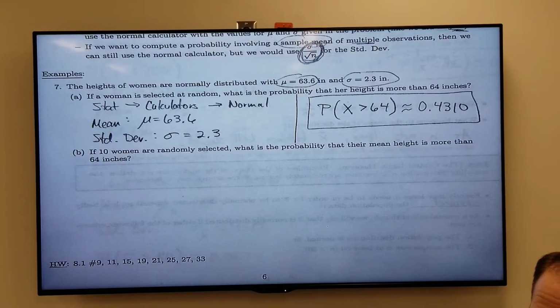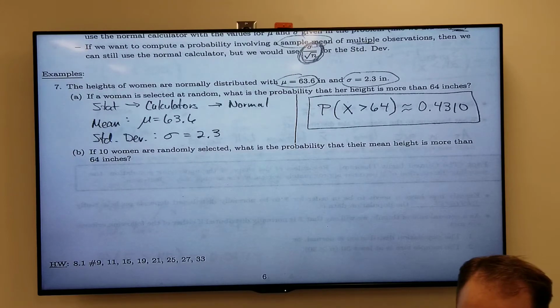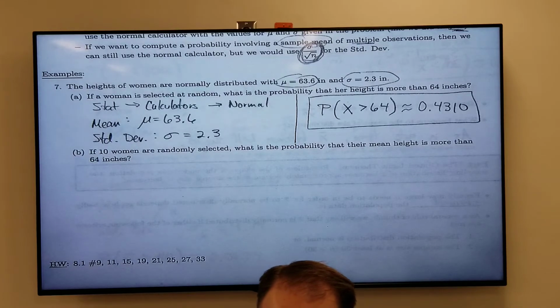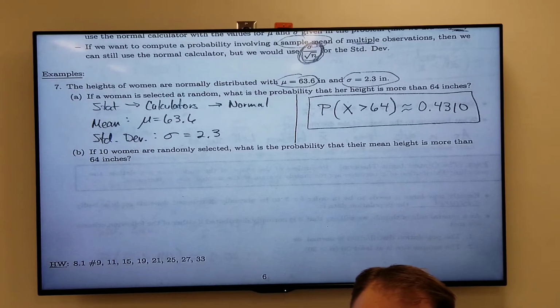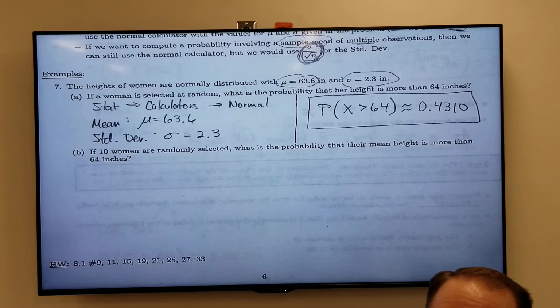So that's that one. Now, I want you to compare and contrast that with part B, which says, if 10 women are randomly selected, what is the probability that their mean height is more than 64 inches? I'll give you a second to pause the video, try this one out, and see the difference between parts A and B. I'm going to give you the solution now.